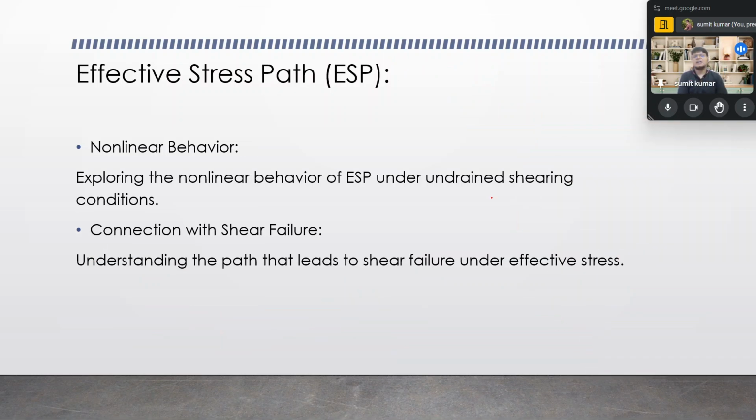Now we are talking about the effective stress path. We have talked about the total stress path. When we talk about the effective stress path, we are going to form the nonlinear behavior of the ESP under the undrained shearing condition and the connection with the shear failure. Understanding the path leading to shear failure in a better manner, as you are going to plot over here (sigma 1 plus sigma 3) by 2, we will also solve one problem on this concept, and over here (sigma 1 minus sigma 3) by 2, as you are aware about the concept.